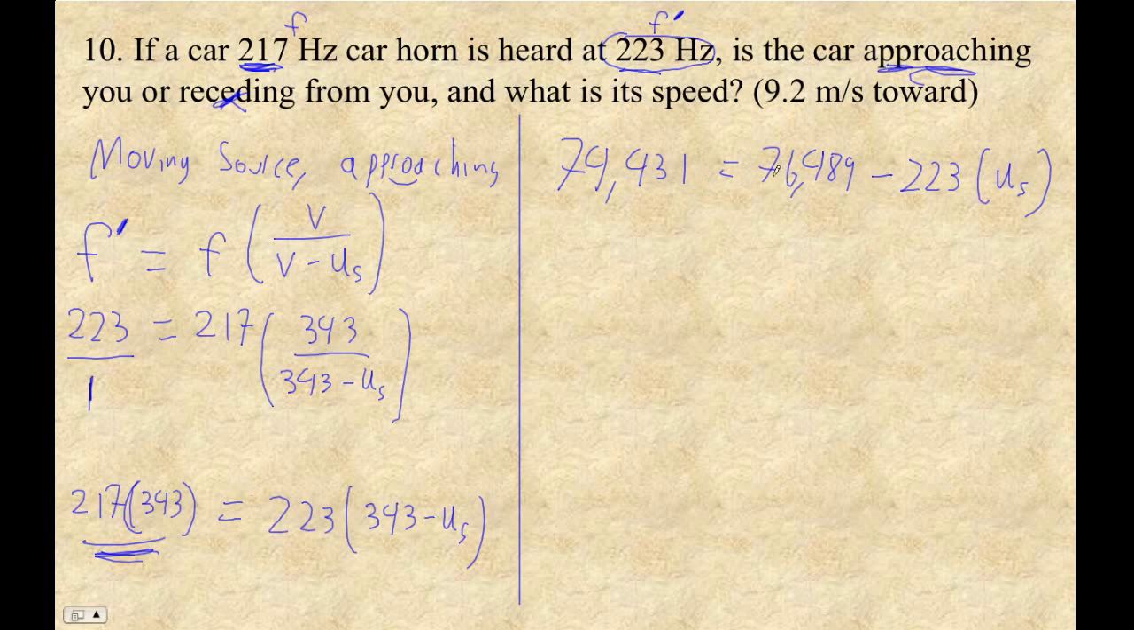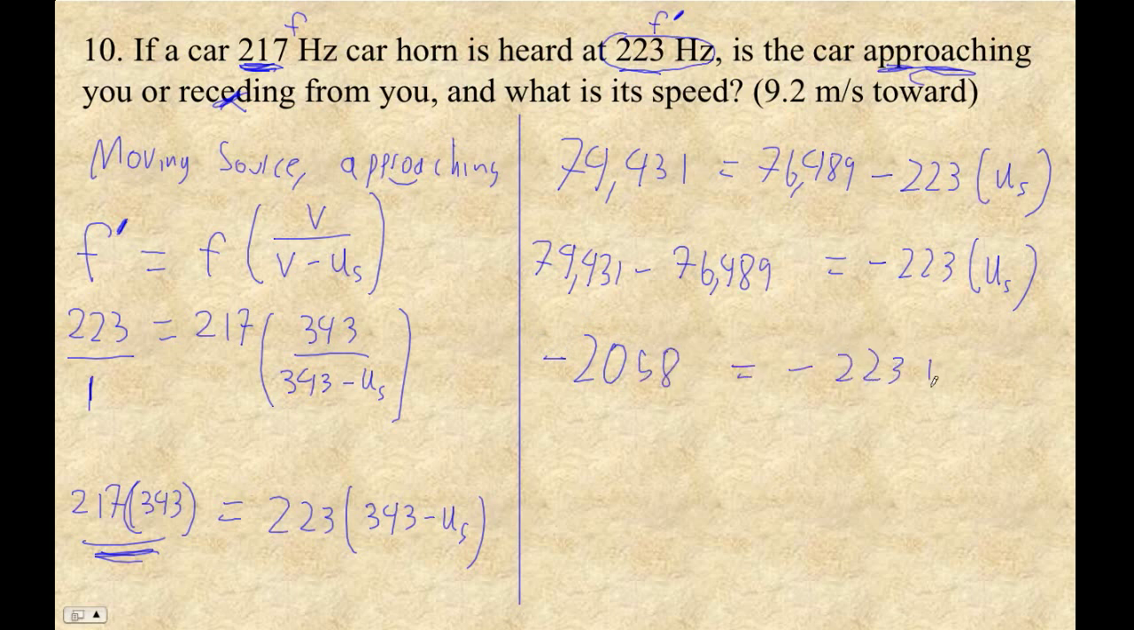So now I'm going to subtract this from both sides, right? So 74,431 minus 76,489 is minus 2,058, equals negative 223 u_s, right? So now I just get rid of the minus signs, right?